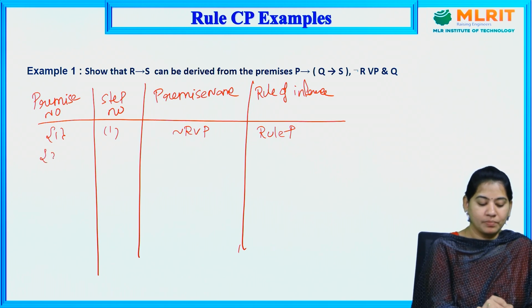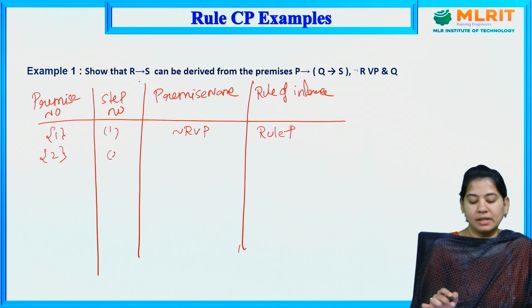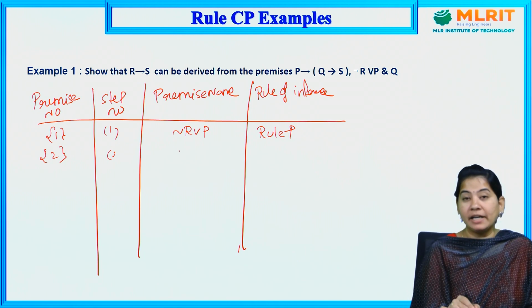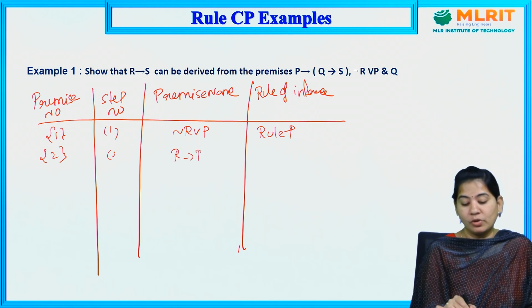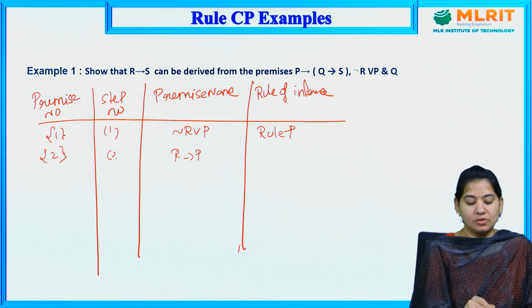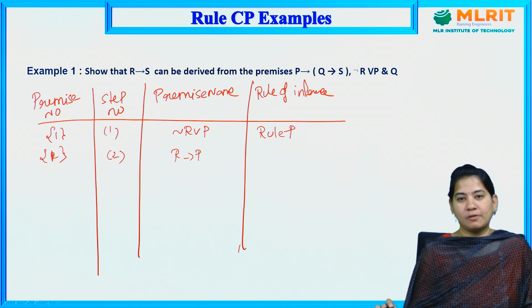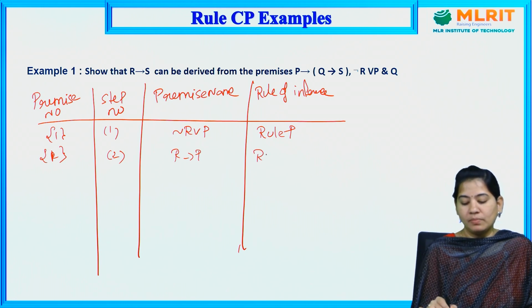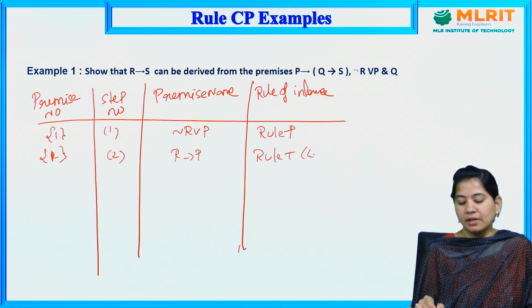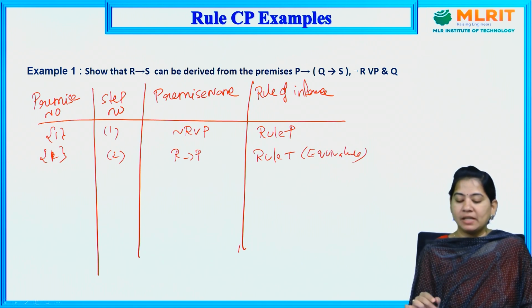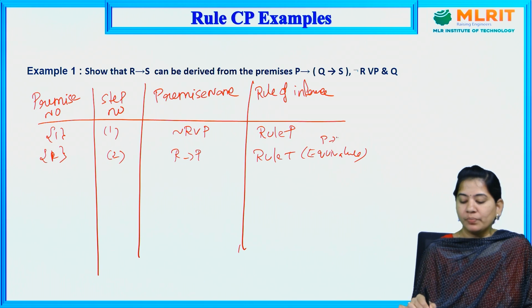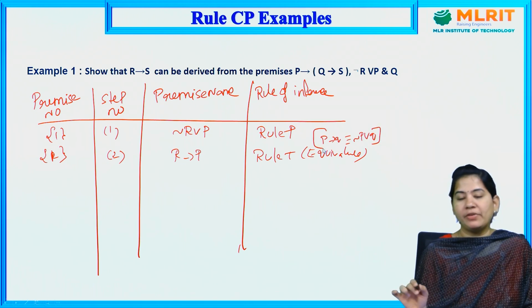Next, the premise here, for example negation R or P, I can write it by using the standard formula as R implies P. So this is step 2. As we are using only the first one, you have to write only premise 1. Here rule T, by using the equivalence formula. The standard formula is P implies Q is equivalent to negation P or Q. So this formula we have used here.